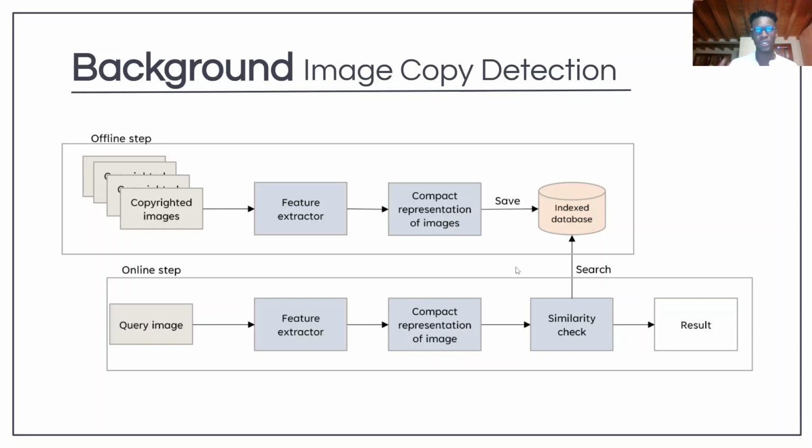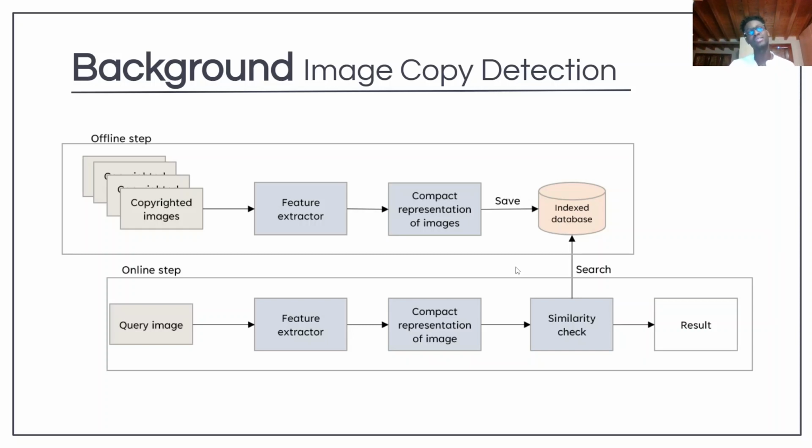So here we can see that image copy detection is composed always by two steps, an offline step and an online step. So we have a set of copyrighted images that pass through a feature extractor, in our case a convolutional neural network based on GAN. And so we create a compact representation of it in most cases. And in our case, we'll create a hash. We save all this compact representation within a database or a source that is easily queried.